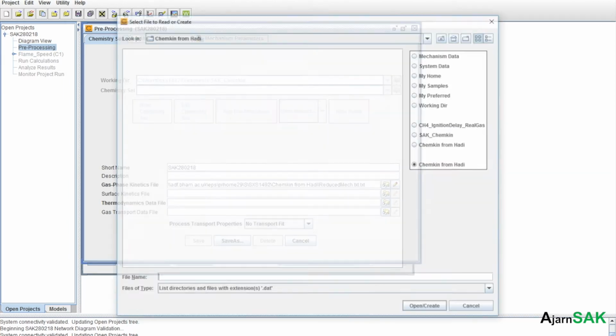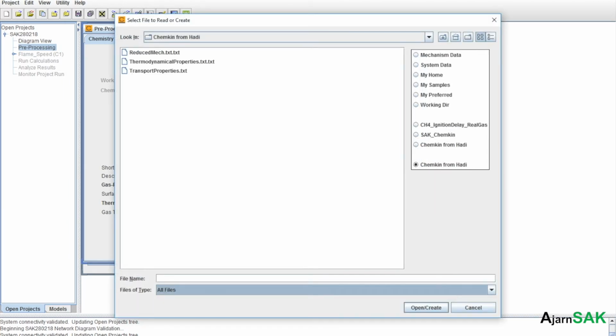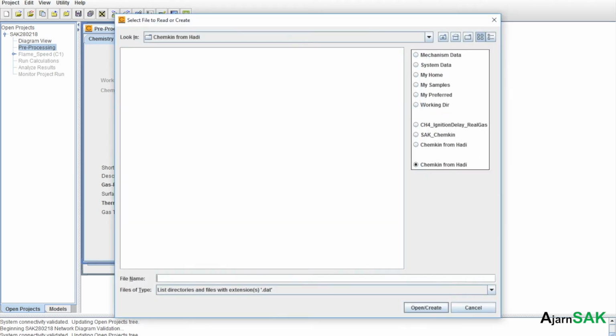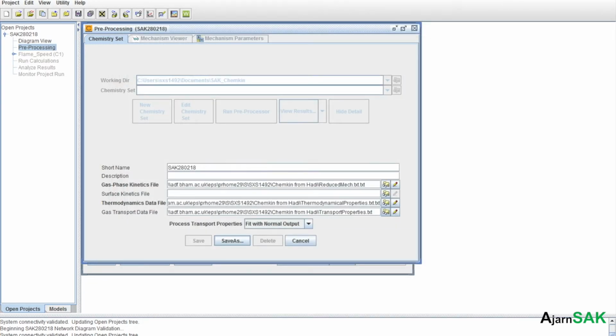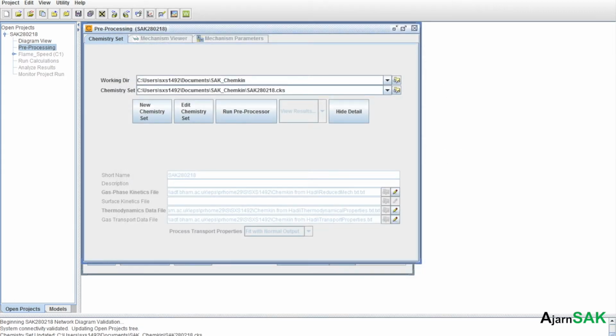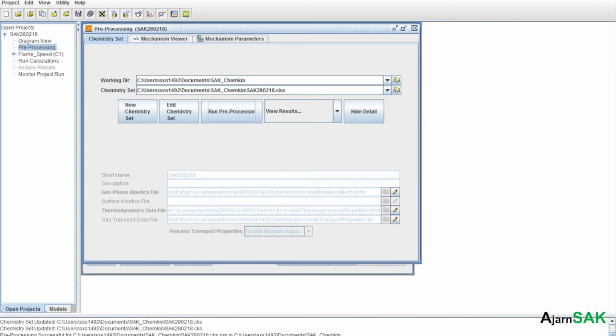Then you select the thermodynamic data file, which is about the same thing. In this case, the file is in the txt format. And then you add the transportation file and save as, and just save it right away. I'm not going to give it any new name. Then you click run preprocessor and wait for a few seconds. When it's ready, you're going to see a lot of mechanism inside the mechanism viewer.